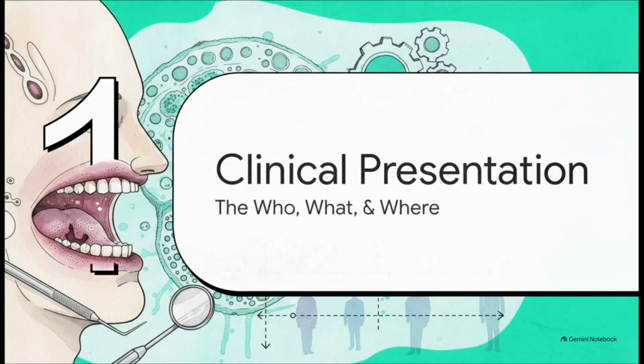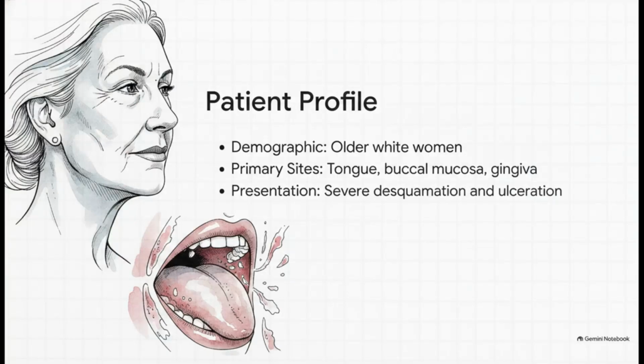Clinical presentation. The who, what, and where. Let's start with the classic patient profile you're going to encounter, whether that's in your dental chair or on an exam paper. Recognizing this specific demographic and presentation, that is honestly half the battle. The classic triad for CUS breaks down into 3 key pillars. First, the demographic. This disease overwhelmingly presents in older, white females. Second, the location. You're going to see these lesions specifically targeting the tongue, the buccal mucosa, and the gingiva.